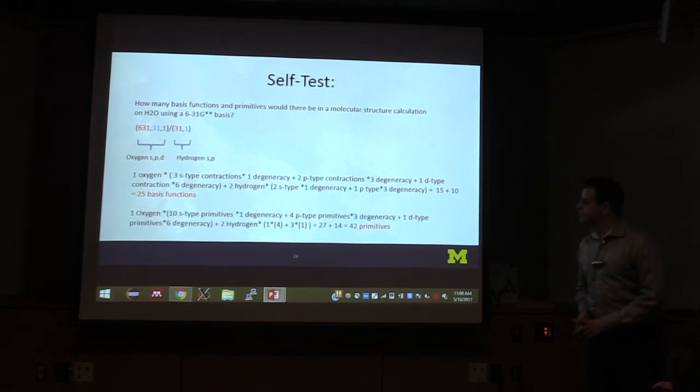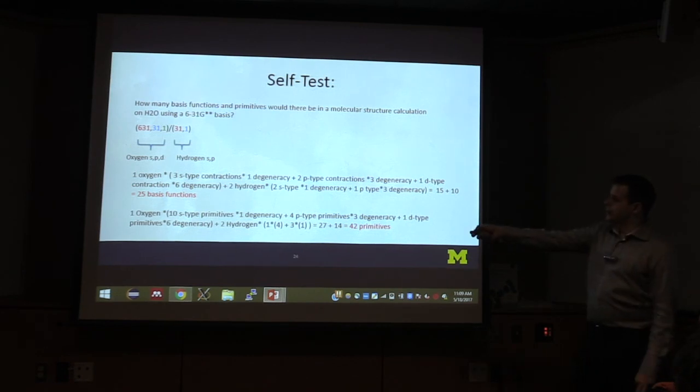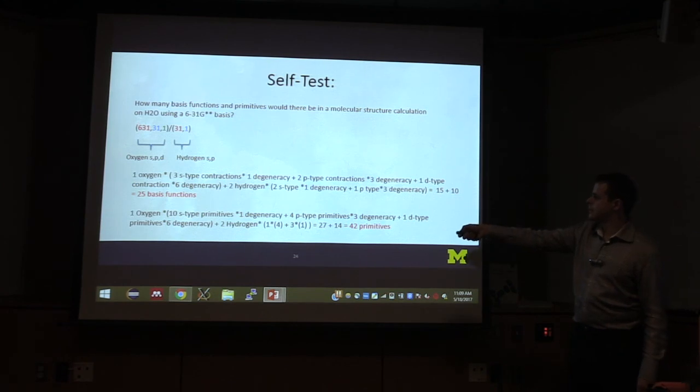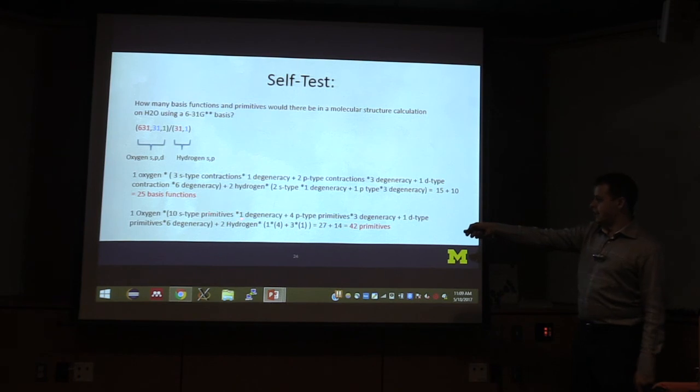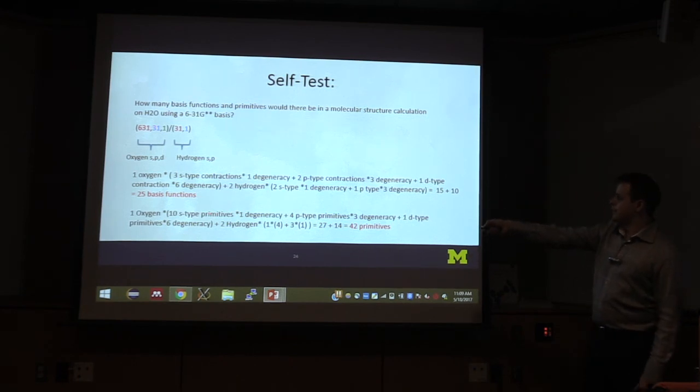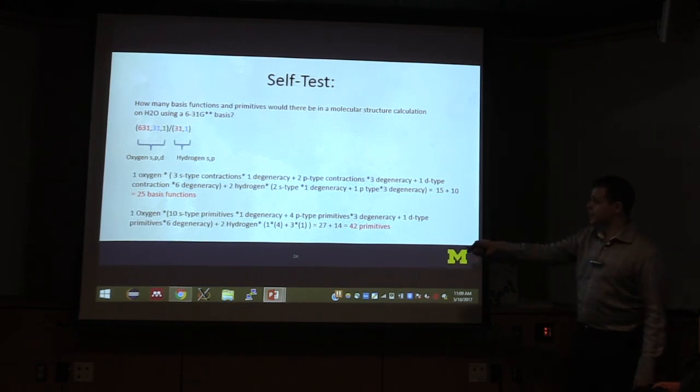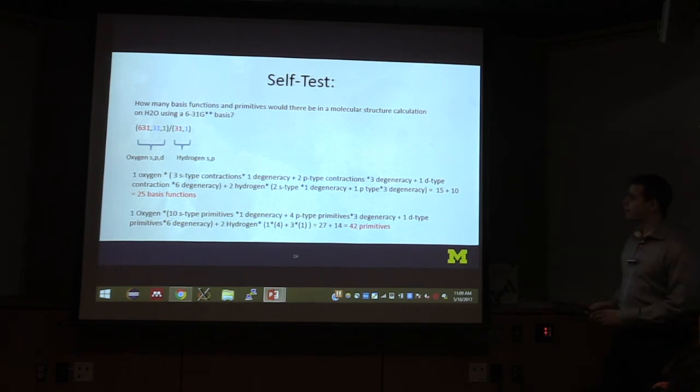So now we can count how many primitives we have. For oxygen, we have 10 S-type primitives, 4 P-type primitives with a degeneracy of 3, and 1 D-type primitive with a degeneracy of 6. We have 2 hydrogens, 4 S-type, and 1 P-type with a degeneracy of 3. So if we add all this together, we have a total number of 42 primitives.